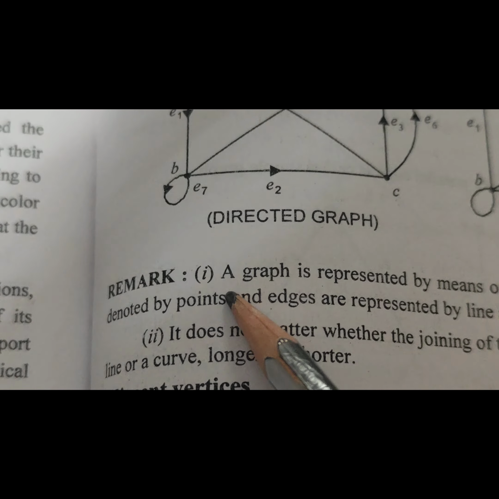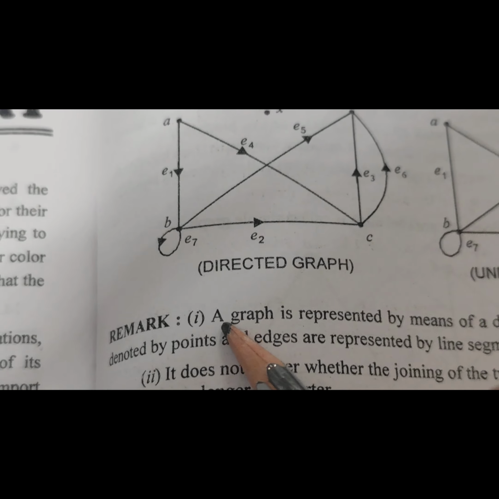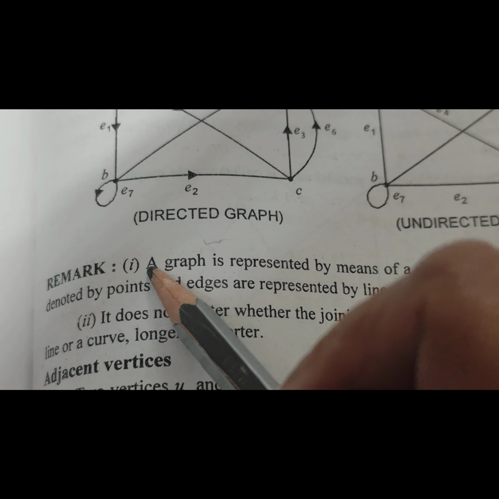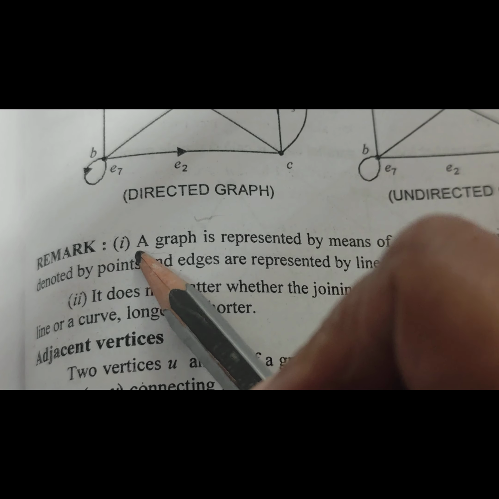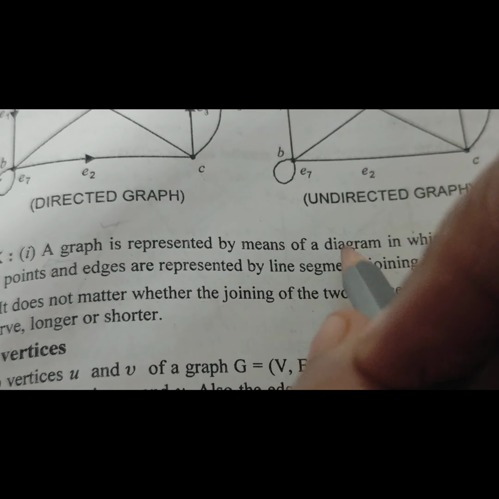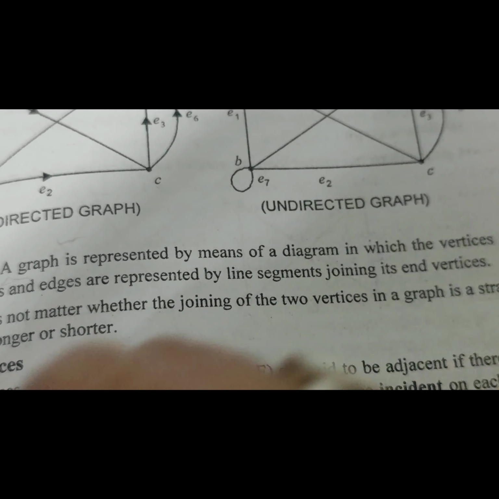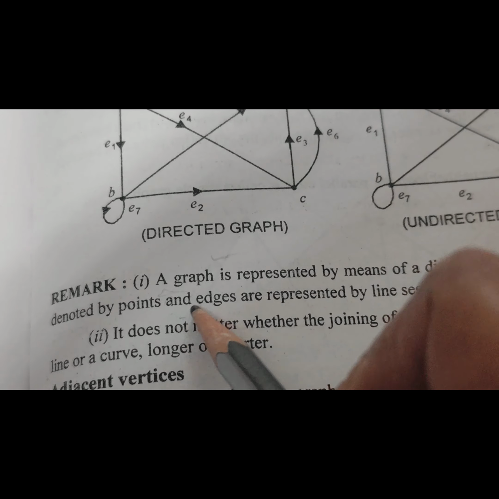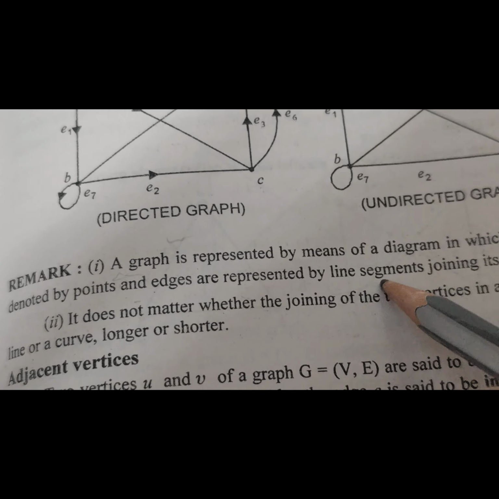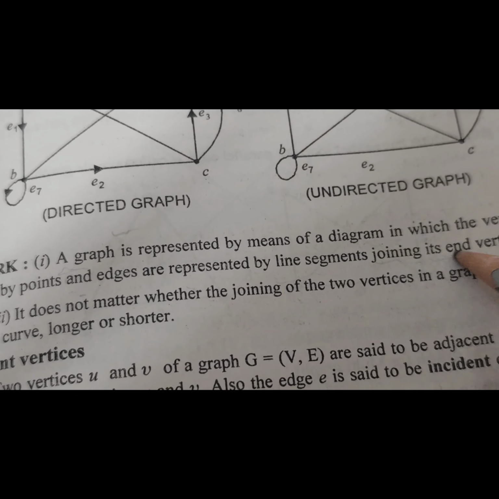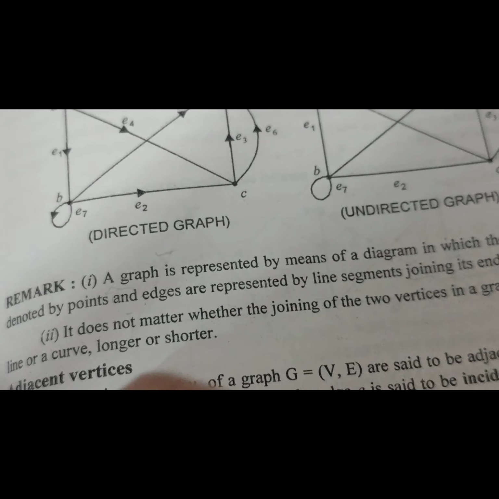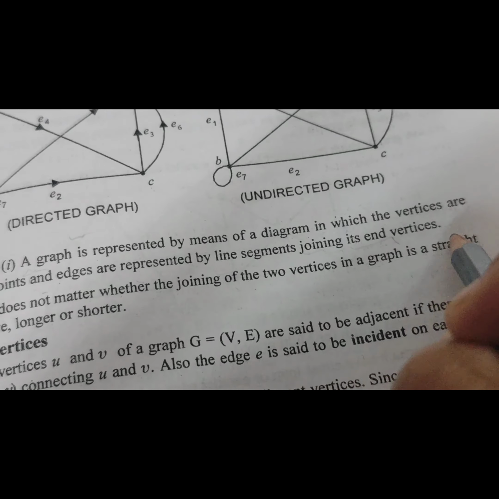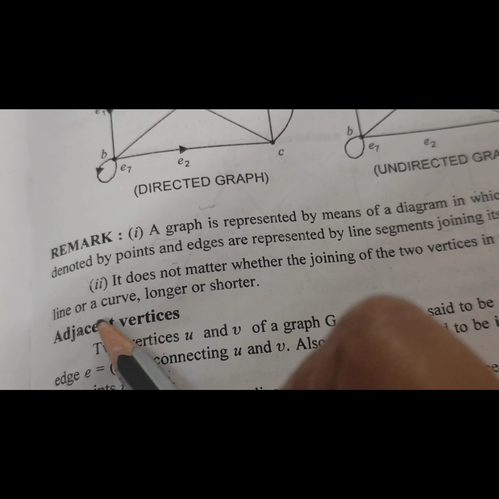We were discussing the graph. So we have discussed directed graphs and undirected graphs in the previous video. There is a remark that a graph is represented by means of a diagram in which the vertices are denoted by points and edges are denoted by line segments joining their end vertices. It does not matter whether the joining of two vertices in a graph is a straight line or curve, or longer or shorter.